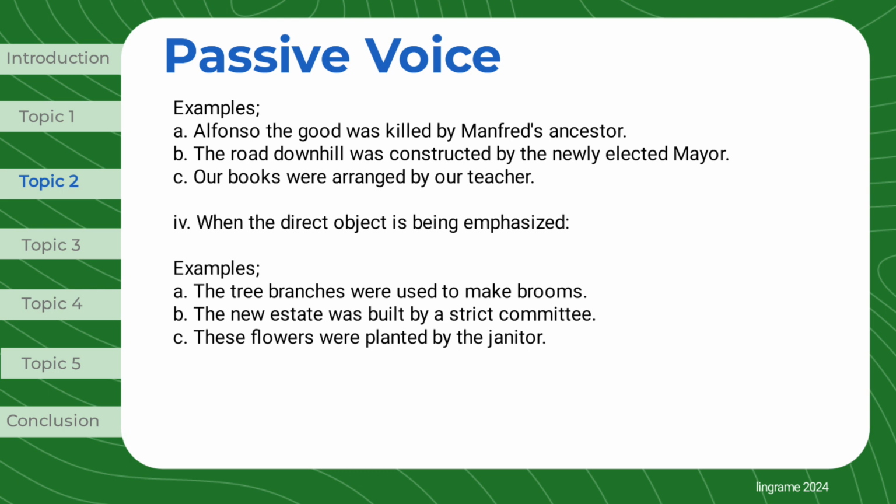When the direct object is being emphasized. Examples: the tree branches were used to make brooms. The new estate was built by a strict committee. These flowers were planted by the janitor.